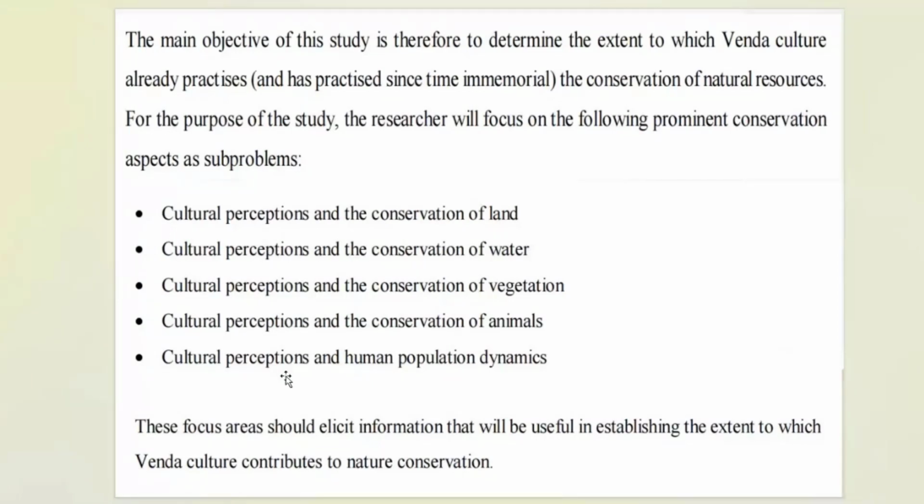Then we want to go down to the report and investigate areas where we have given effect to this. And if we agree that we have given effect to this, in other words, we shall have even achieved the goal and the objectives of the study. But let me read this. This focus area should elicit information that will be useful in establishing the extent to which Venda culture contributes to nature conservation. Let me go and find out elsewhere in this report, whether it is in the findings, whether it is in the recommendations.